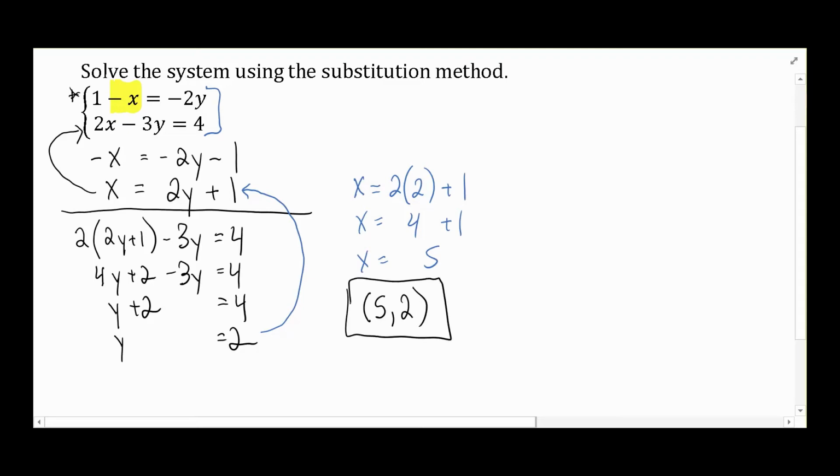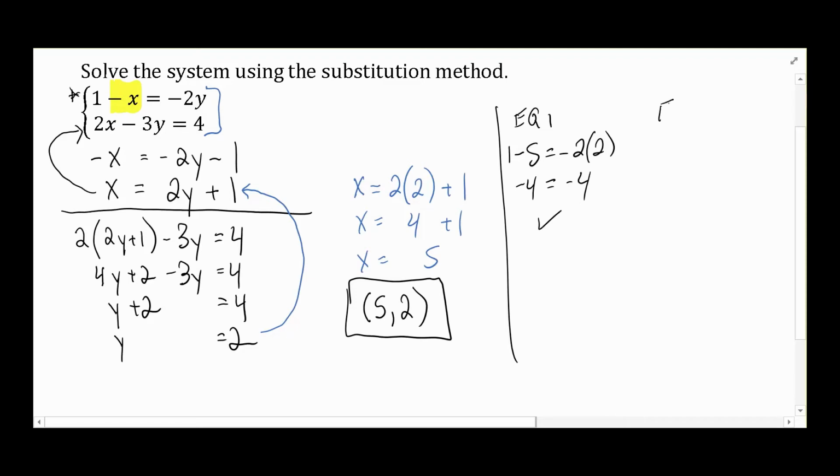So remember that you're writing ordered pairs, and so the order matters. We do always write the x value first, followed by the y value. And then we should, of course, check our answers as well. So if we check equation 1, we replace the x's with a 5, replace the y's with a 2. 1 minus 5 is -4. -2 times 2 is -4.